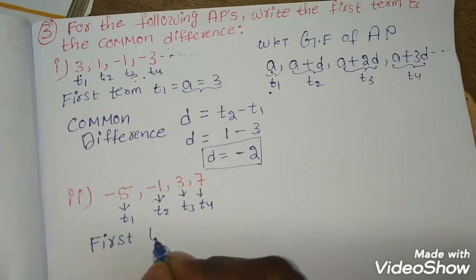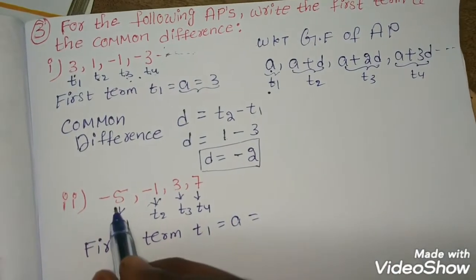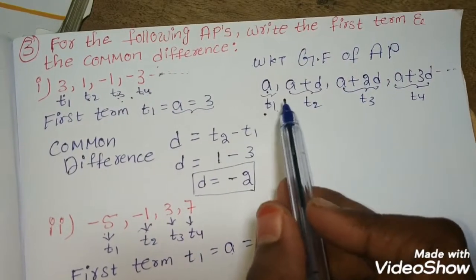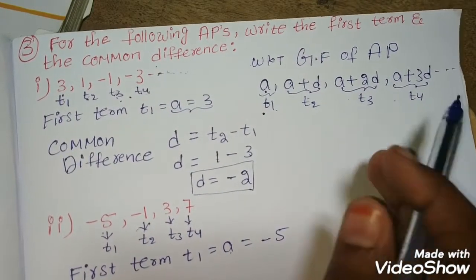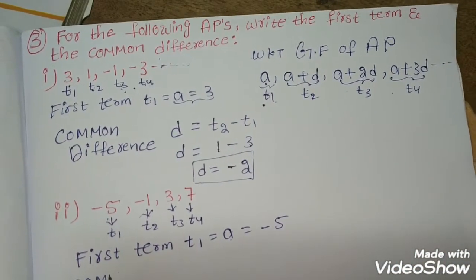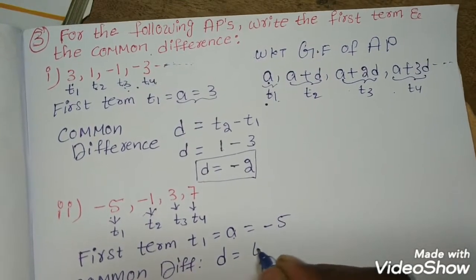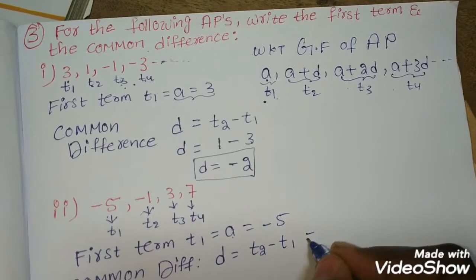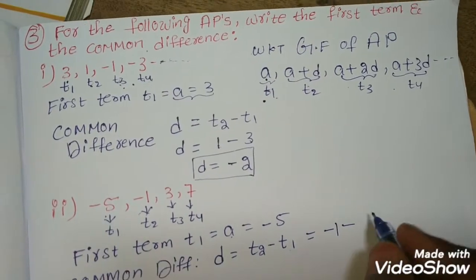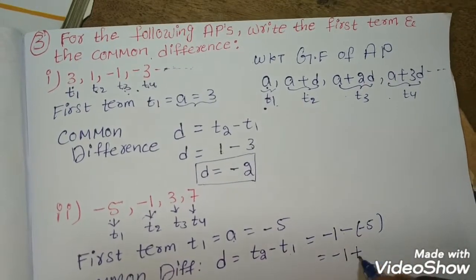We have to find the first term, that is T1 is equal to A. What is A here? First term is minus 5. And why do we write A here? The general form of an arithmetic progression is A, A plus D, A plus 2D, A plus 3D. Very, very important. Please remember this. Understand? So what is the common difference here? Common difference we can call D is equal to, what is the formula? T2 minus T1. What is T2 here? Minus 1 minus, what is T1? Minus 5. So minus 1 minus into minus, plus 5.